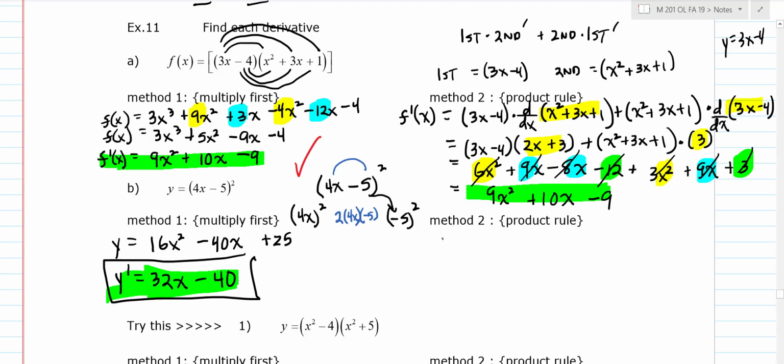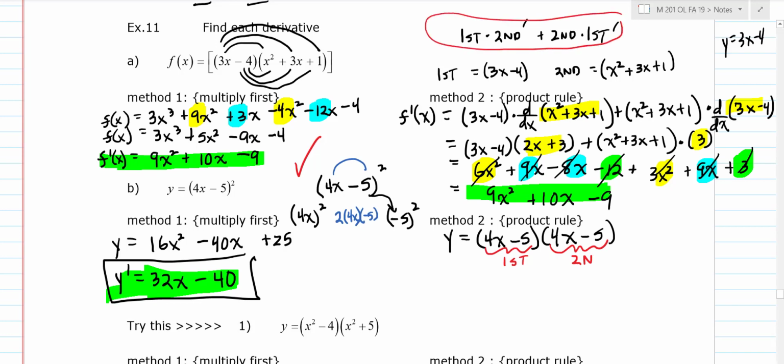So what we're going to do on this then is we're just going to write this as 4x minus 5 times 4x minus 5. Okay? And then this will be the first function. And this will be the second, like this. Okay, and then here's the product rule up here to refer to, and we're going to put this in the product rule. So this time I'll just say dy over dx, the derivative.